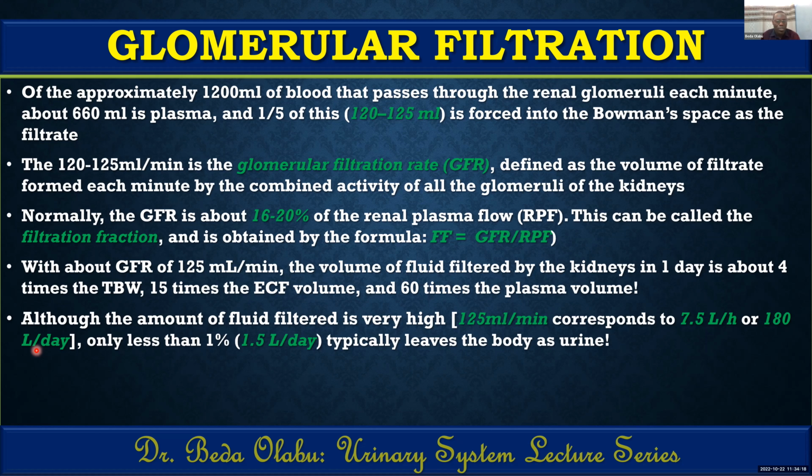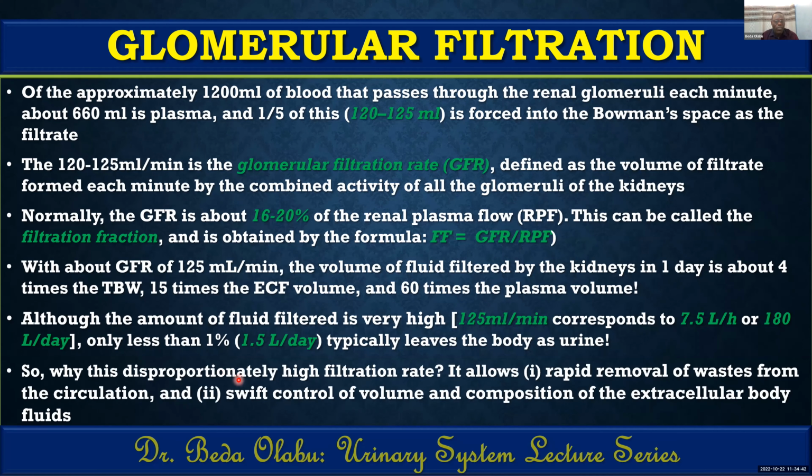Although we filter that amount of water or plasma per day, typically less than 1% leaves the body as urine. We usually produce only about 1.5 liters of urine per day. Now that's amazing, because we filter so much, but we don't lose it as urine. So we ask ourselves, why is that so? Out of what we filter, only 1% comes out, which means that 99% doesn't leave the body. It goes back. It is reabsorbed, as you're going to see in the next process.